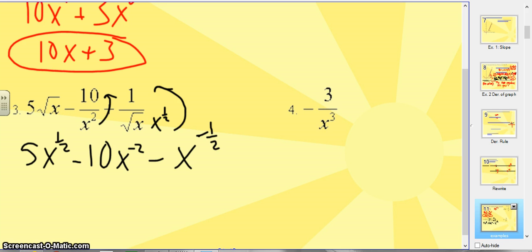Now I'm going to do the derivative. So the 1/2 goes in front. 5 times 1/2 is 5/2. And you can keep it as a fraction. It doesn't matter. And then if I subtract 1, I get -1/2.